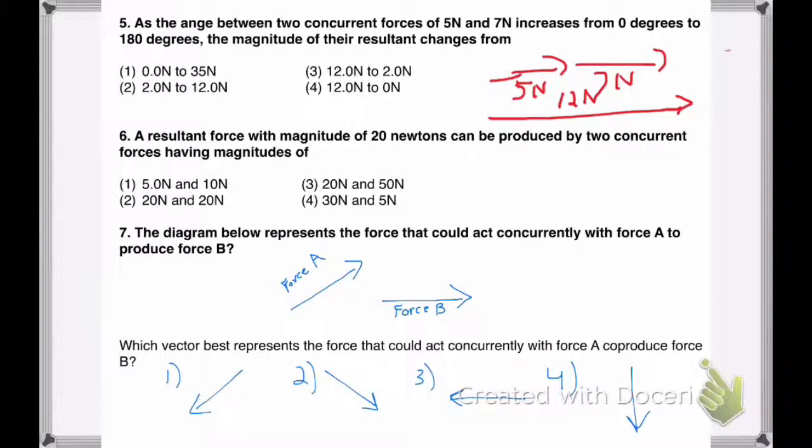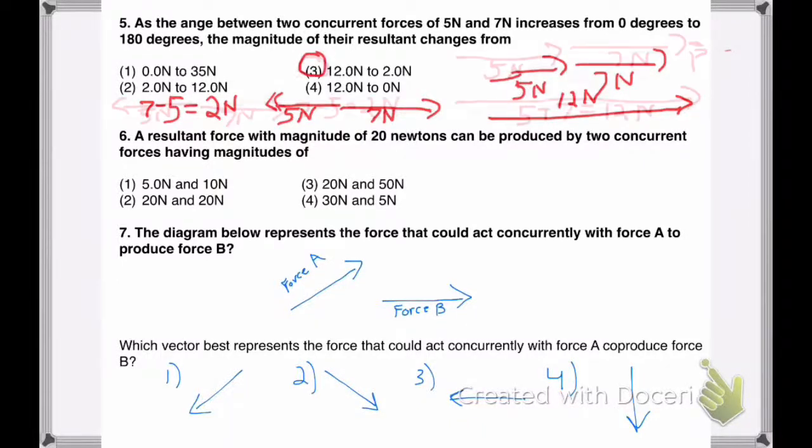Well, I'll draw that here. If the 7 newton force is going in that direction, and a 5 newton force is going in this direction, then combined we can see that we have to do subtraction. 7 minus 5 would be 2. So when we look at our choices, 12 newtons at 0 degrees, 2 newtons at 180 degrees, our choice would then be 3.